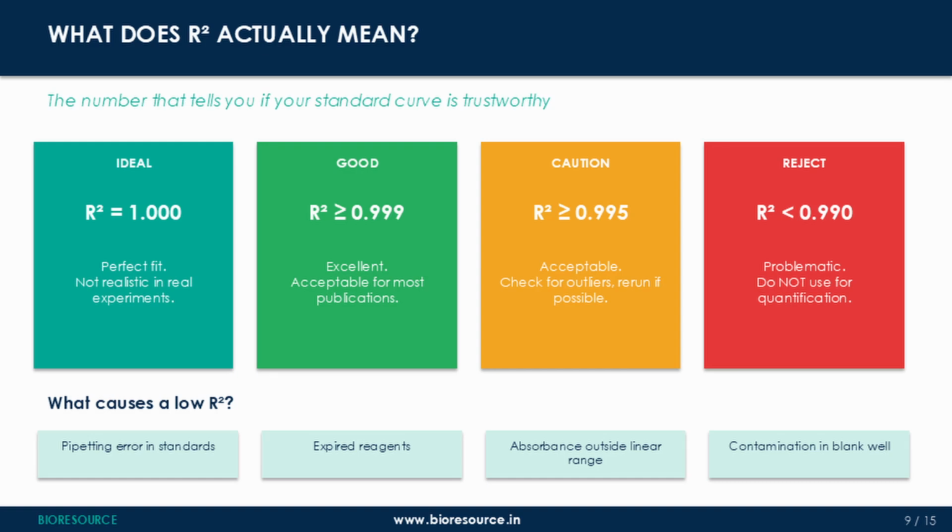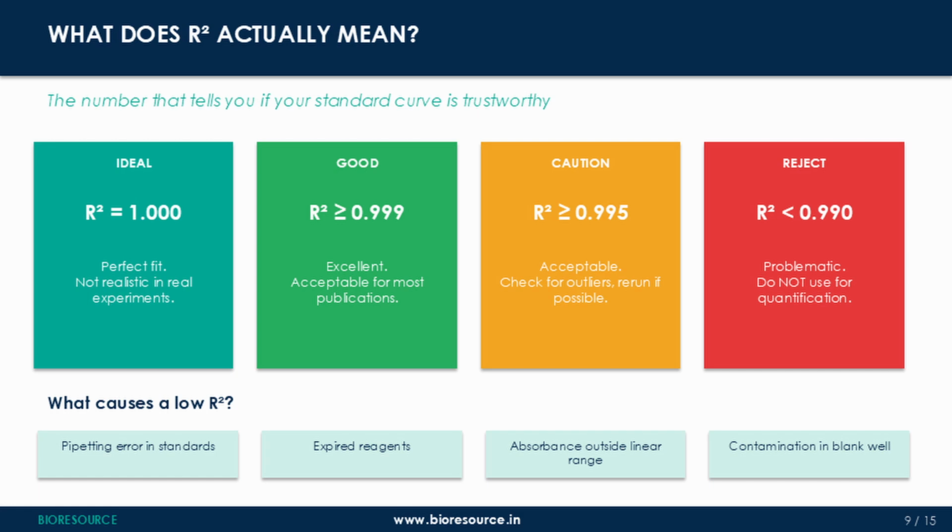Now let's talk about R squared, probably the most important and most misunderstood number in the standard curve analysis. R squared tells you how well your data fits the straight line. A value of 1 means perfect fit. Every point sits exactly on the line. In practice, that doesn't happen with real biological data.